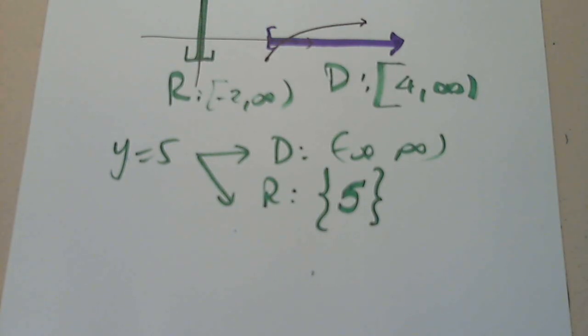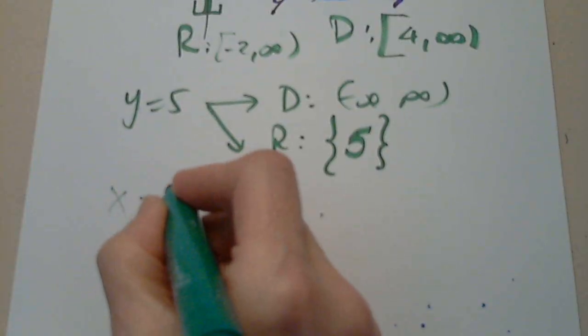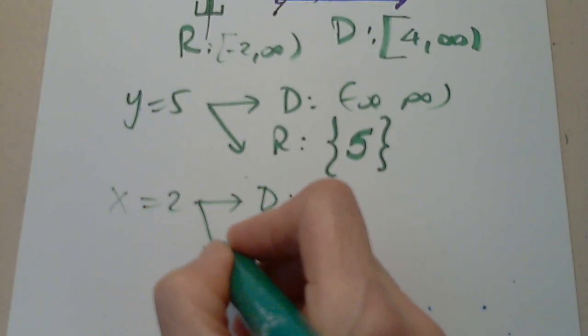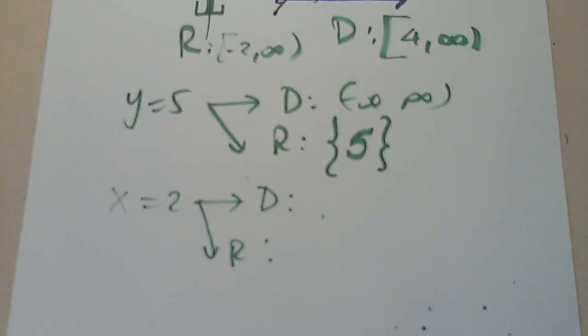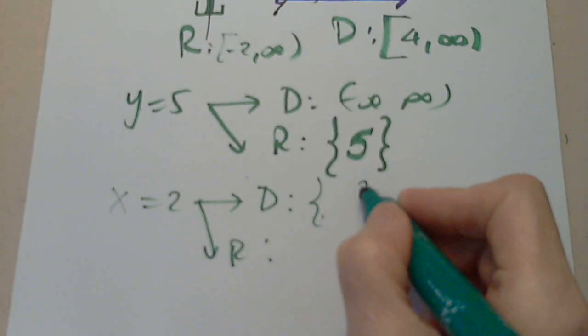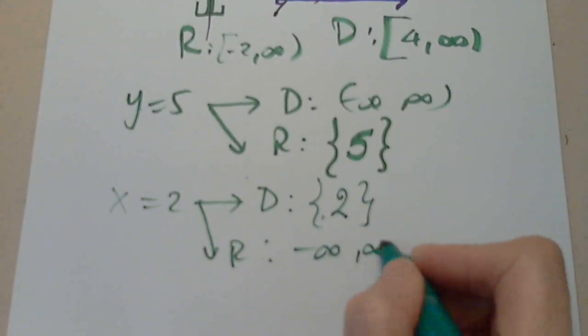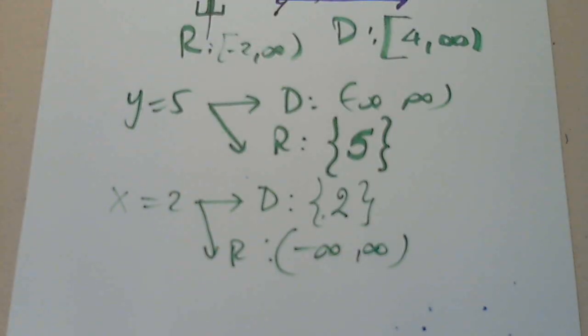Good. And let's also look at the last one here. Is this a function or not? No, by the vertical line test, it's not a function, but that's okay. It's x equals 2. For x equals 2, can anyone give us the domain and range? The domain is just 2, with braces. And the range is negative infinity to infinity.